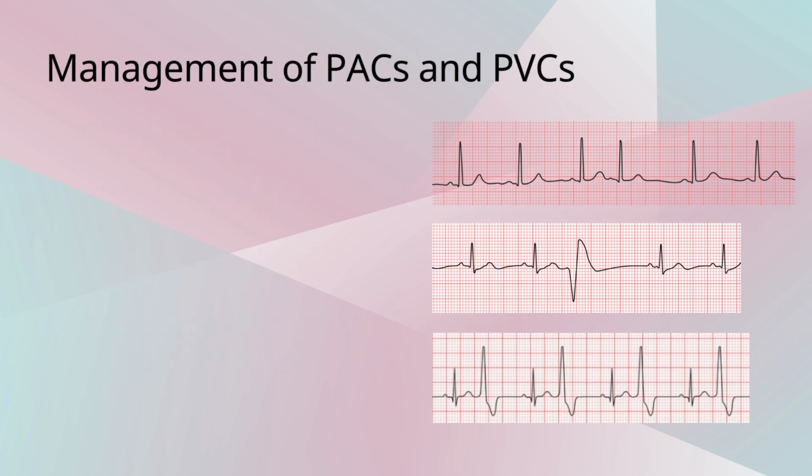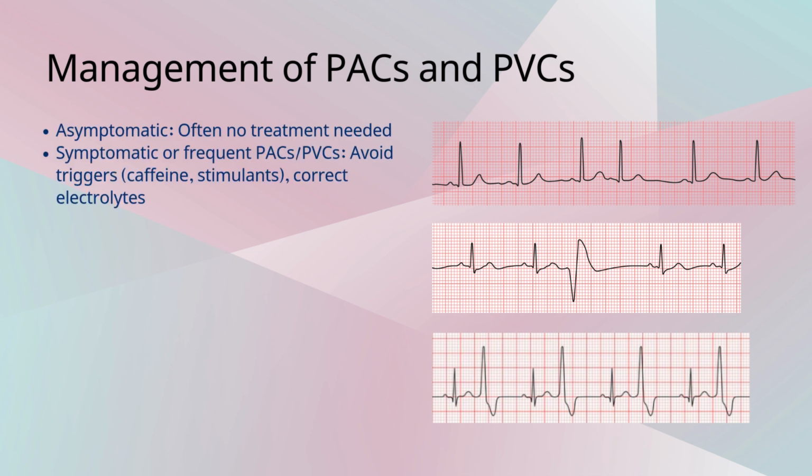Management is going to depend on symptoms and context. So, asymptomatic patients usually don't need treatment. For symptomatic PACs or PVCs, start with lifestyle changes. Cut back on caffeine and stimulants, correct electrolyte abnormalities if present. Beta blockers may be helpful if symptoms persist.